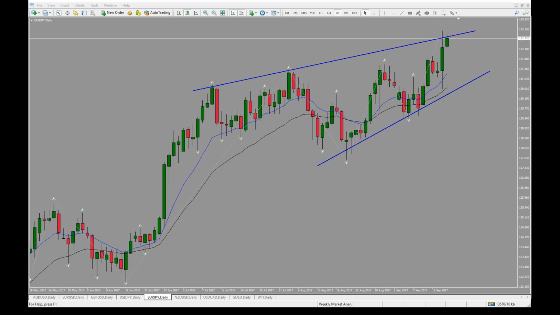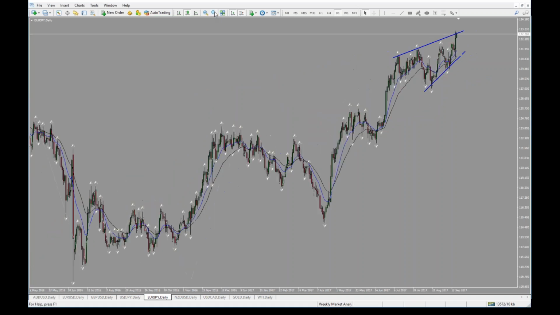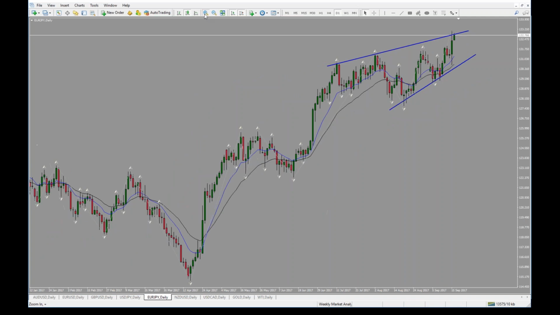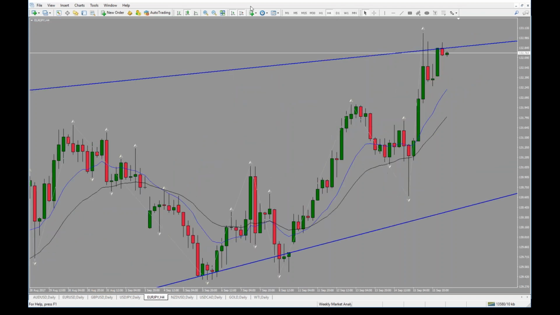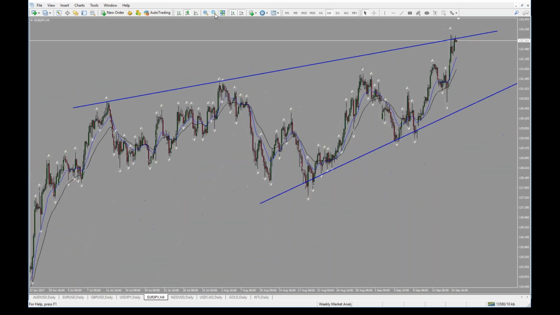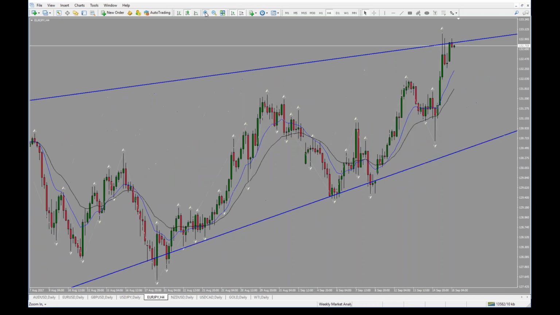Let me just zoom a little bit further out, see if it looks... no, I think it looks good. Alright, so I would be happy to trade off this, but I need to wait for this candle to finish. So we need to wait for tomorrow. If I go into a 4-hour chart, let me see how it looks. It looks the same.